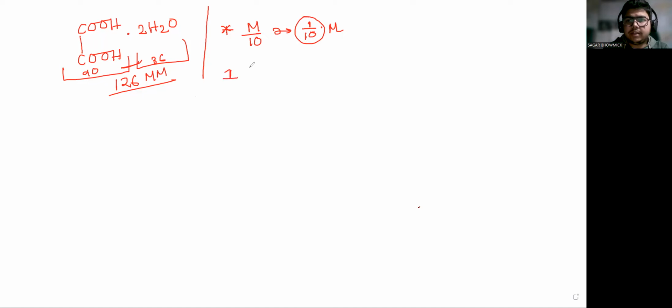actually, if we define 1 molar, that means you have to make 1000 ml solution. The volume of the solution should be 1000 ml, and in this 1000 ml solution, if you have 1 mole of oxalic acid, then the solution will be called simply 1 molar oxalic acid, right?